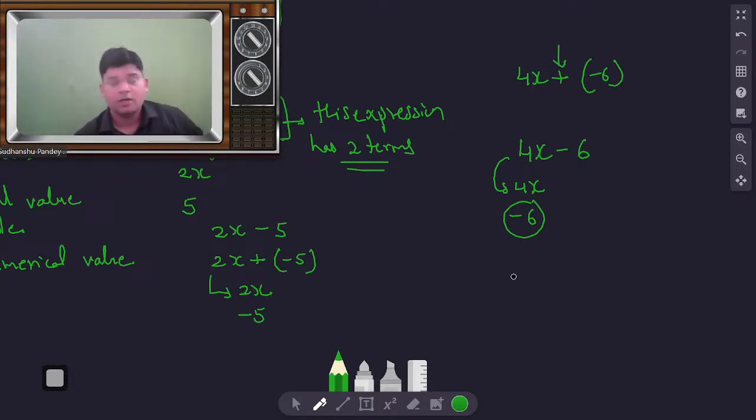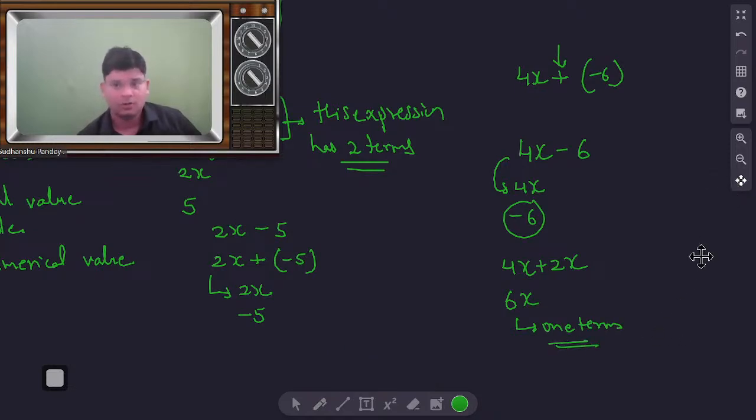Now if I ask you how many terms are there in 4x plus 2x. Somebody may say, sir, there are 2 terms. But there are no 2 terms. Why? Because if we add 4x plus 2x, it is going to be 6x. So it's one term. There is only one term in this.